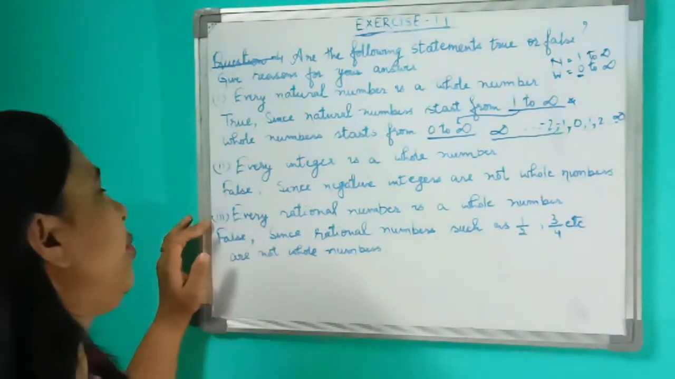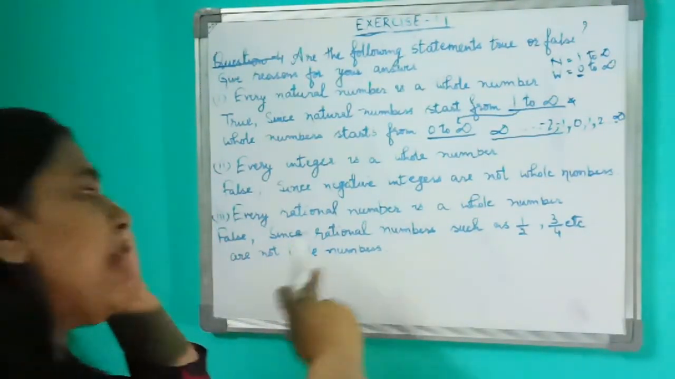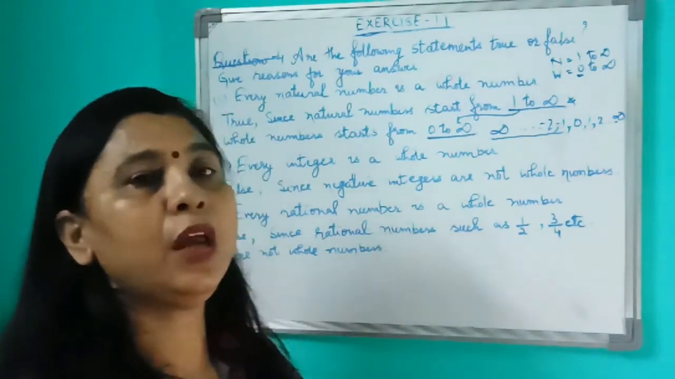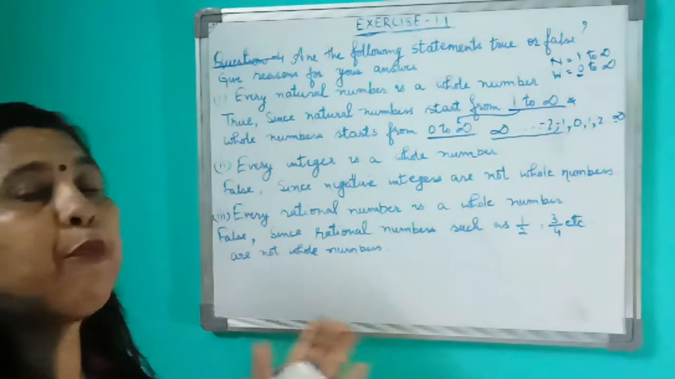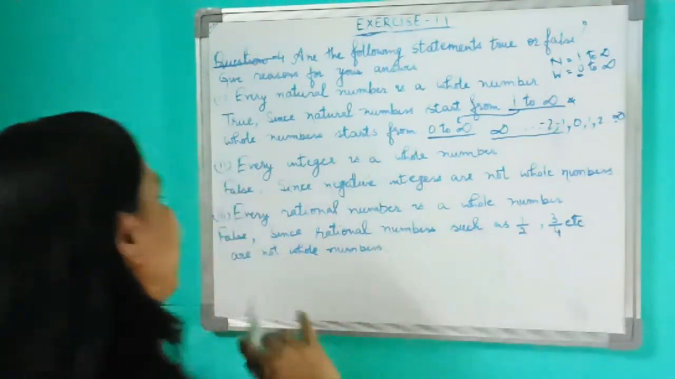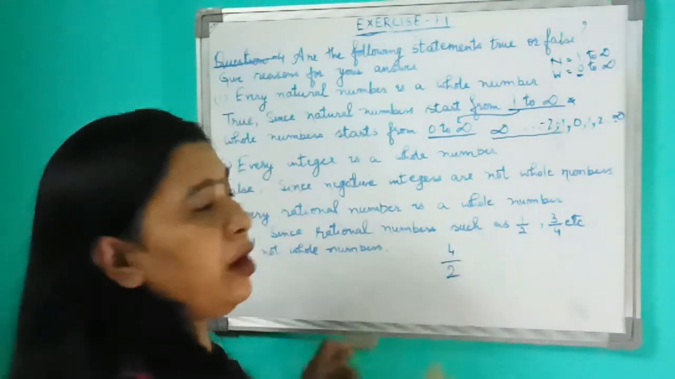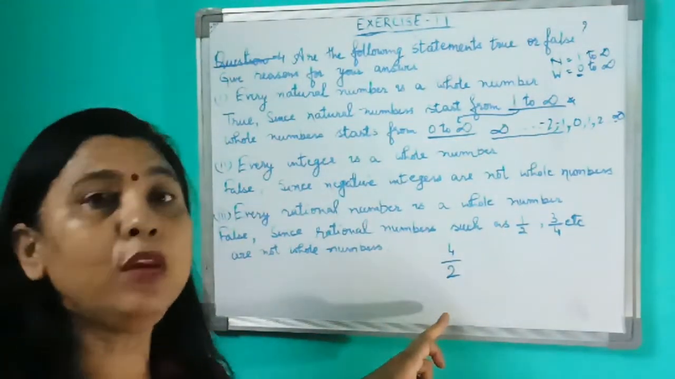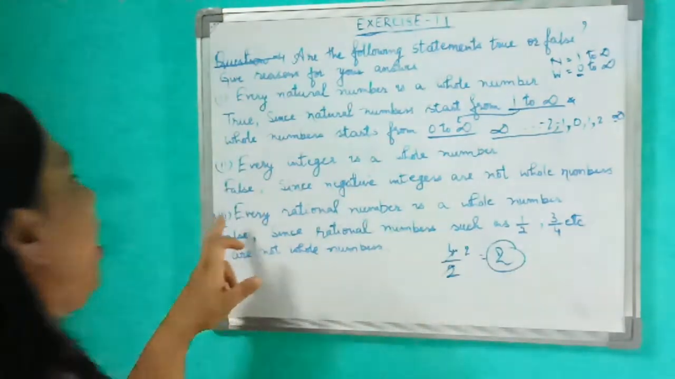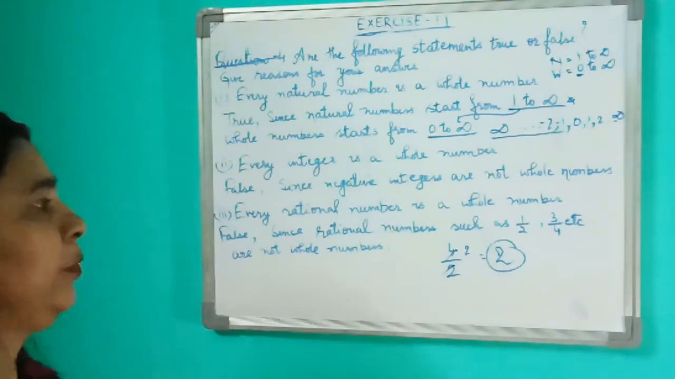And the third statement is every rational number is a whole number. This is also false, since the rational numbers are in the form of p upon q. That means they are fractions, they are a part of a whole. So rational numbers such as 1 upon 2, 3 upon 4, etc. are not whole numbers. Okay. This is also a rational number. It is also in the form of p upon q. But this is a whole number. Okay. So we can say every rational number is not a whole number. Clear to all of you?